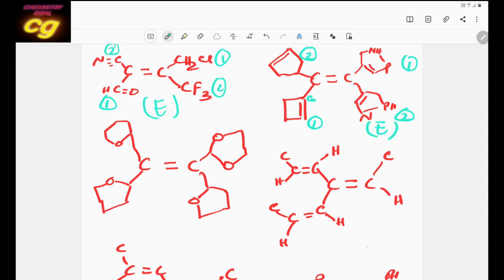In this case you see, this carbon is attached to 2 carbon, here attached to carbon, but this carbon is attached to 2 oxygen, and this carbon is attached to 1 oxygen and 1 carbon, so this is higher priority, so this is 1, this is 2. And here carbon attached to carbon, here carbon attached to carbon, then carbon attached to oxygen, here carbon attached to oxygen.